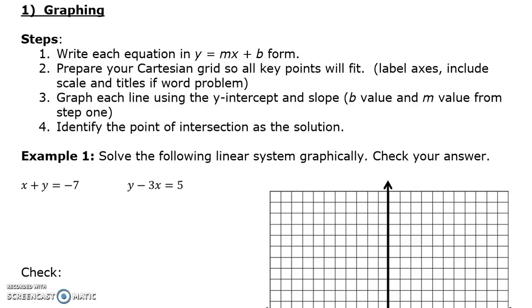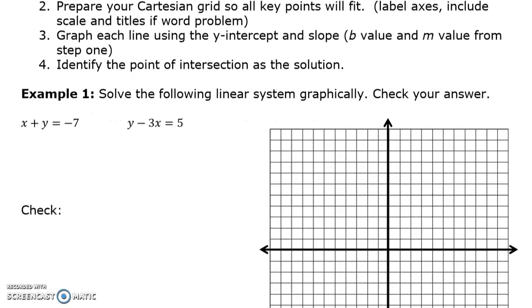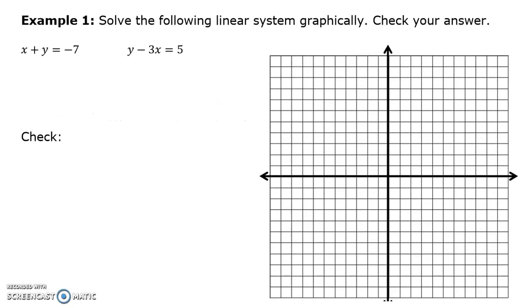Number 3, graph each line using the y-intercept and slope. The b value, the y-intercept, is what we start with, and then we apply the slope to that y-intercept. We rise and run from that b value. And finally, 4, we identify the point of intersection as the solution. So here is our first example. It says solve the following linear system graphically.